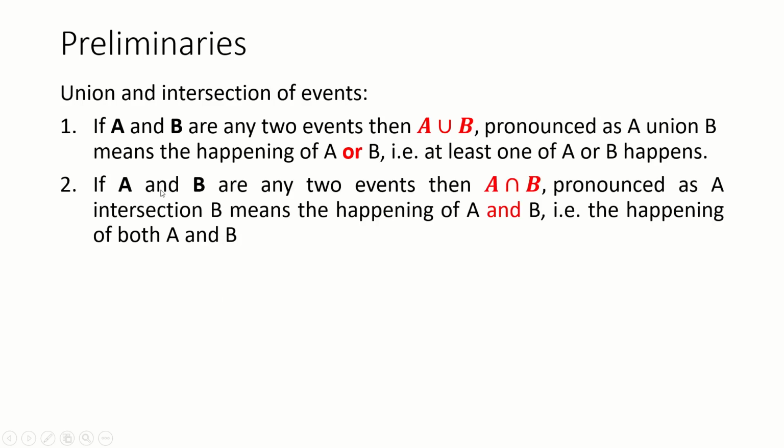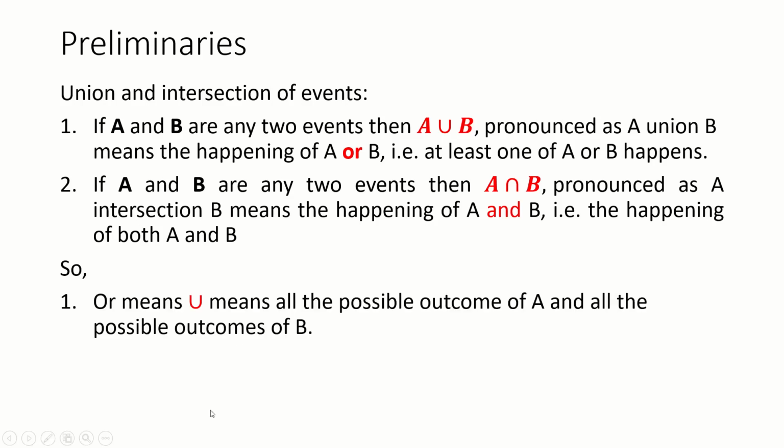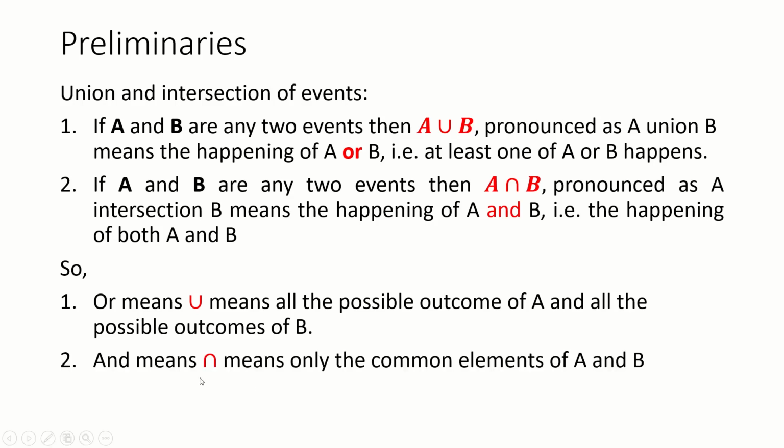And if A and B are two events, then this symbol, A intersection B, means A and B, that is, both A and B occur. So "or" means union and "and" means intersection. These are the two main preliminaries.